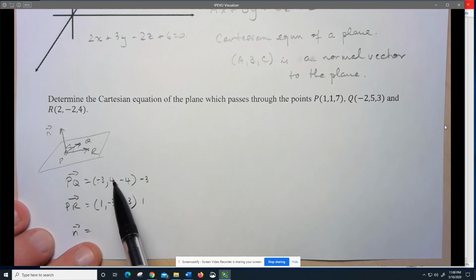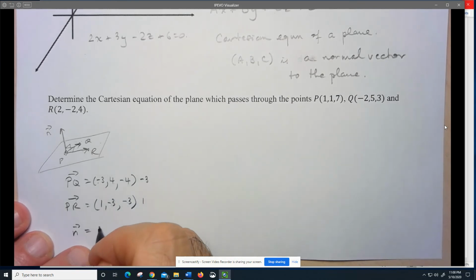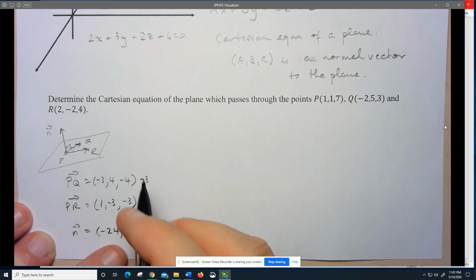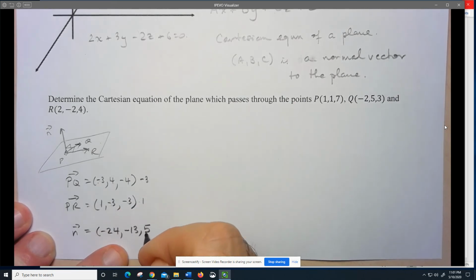Okay, so let's see what we have. So this is going to be -12 minus, well, this is just going to be 12. So -12 minus 12, -24. Okay, this is going to be -4 minus 9, -13. And here we have 9 minus 4 is going to be 5. And there's my normal vector.